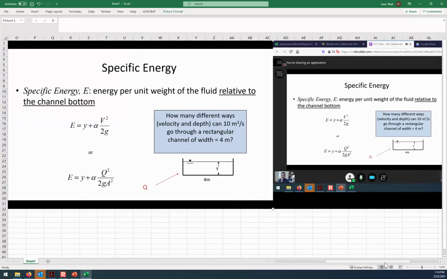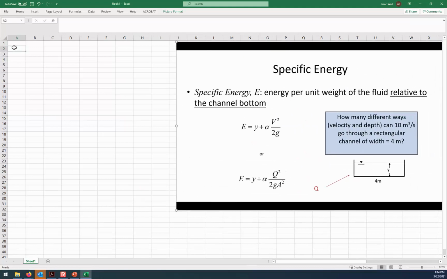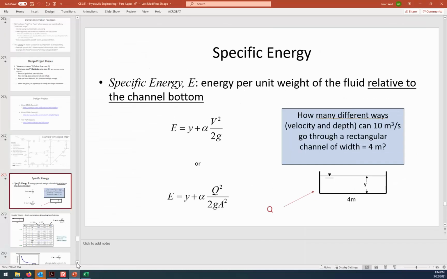All right, you can feel free to follow along if you also want to calculate this, but if you just want to watch, that's okay. Because what we're going to do is look at how many different combinations of depth and velocity are there that have that same flow rate of 10 cubic meters per second. And we're going to look at how much specific energy there is.